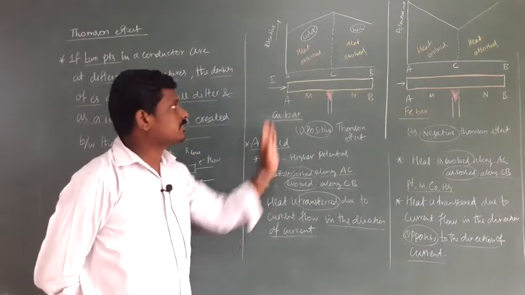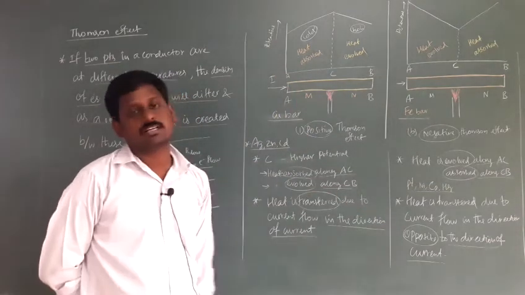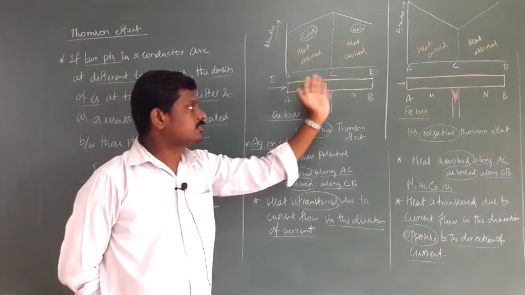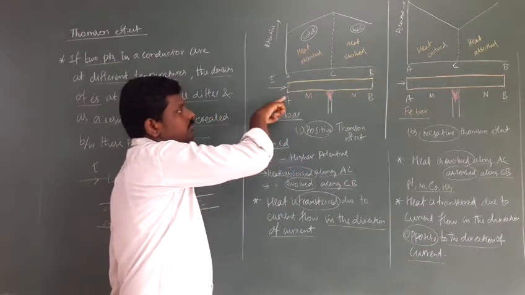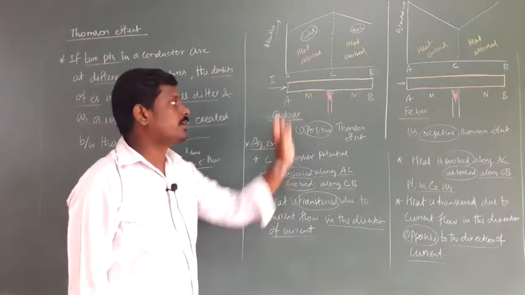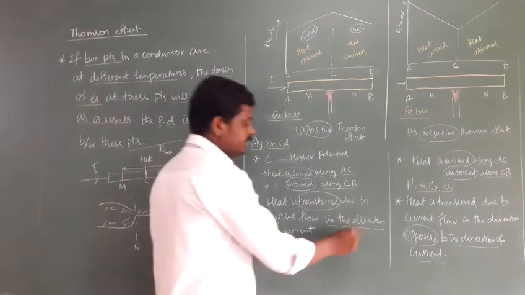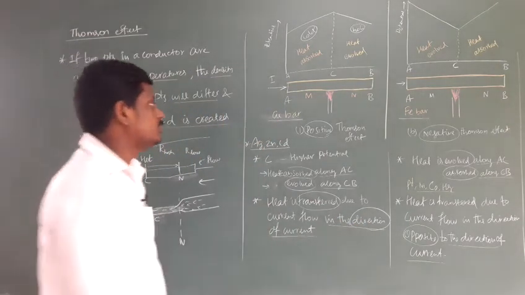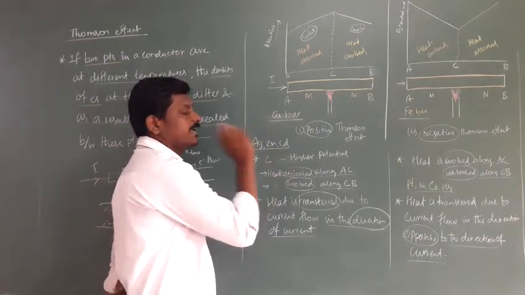So heat is transferred in the direction of current. Here it is cold, there it is hot. Current is passed from A to B along the point C. So heat is transferred due to the current flow in the direction of current, and that is the positive Thomson effect. A similar effect is observed in silver, zinc and cadmium.